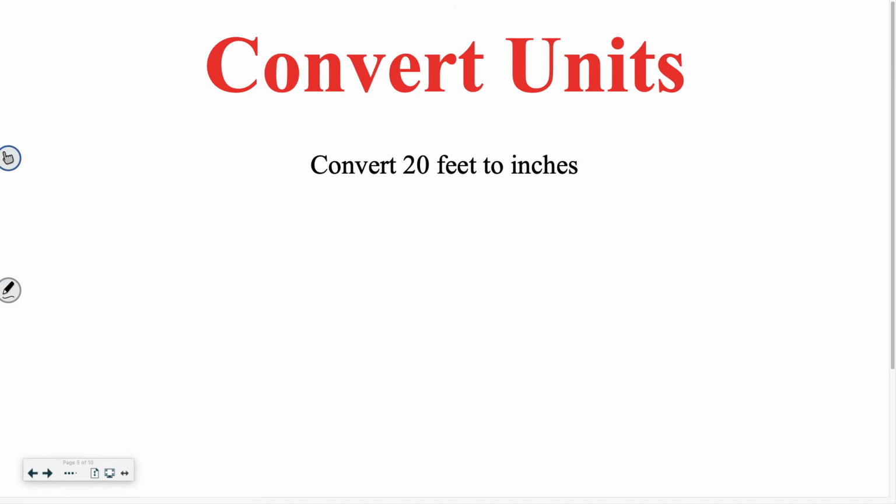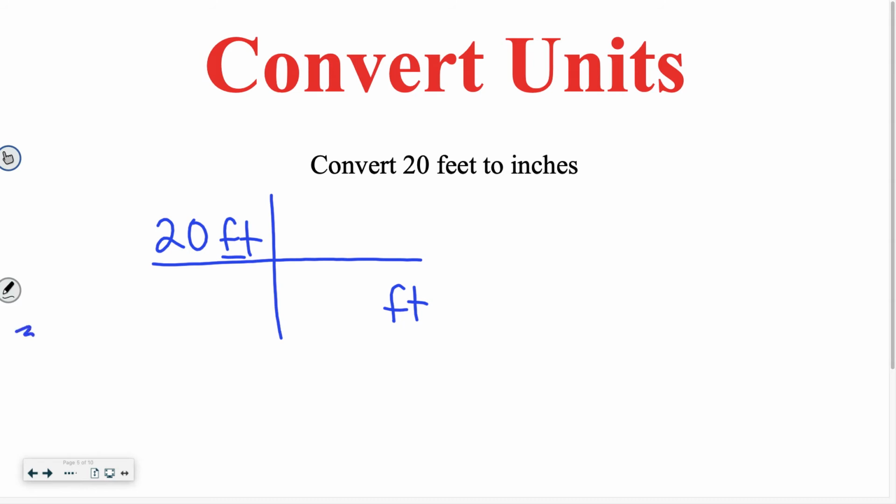Okay, let's practice converting feet to inches. If we have 20 feet, the way we're going to set up our dimensional analysis is we're going to make a little grid like this. I'm going to put 20 feet there, and since I have feet on top, that means I want feet on the bottom too, because I want those feet to go away. They cancel.